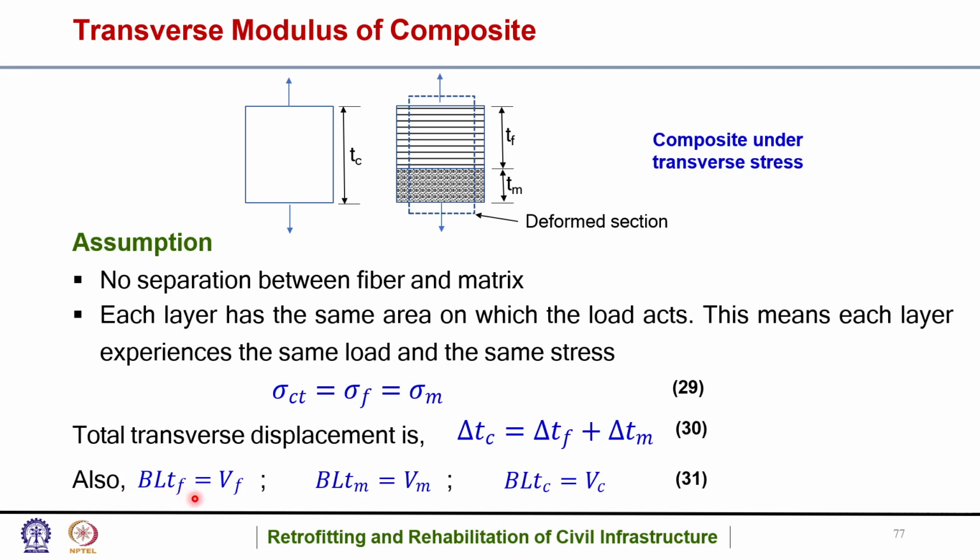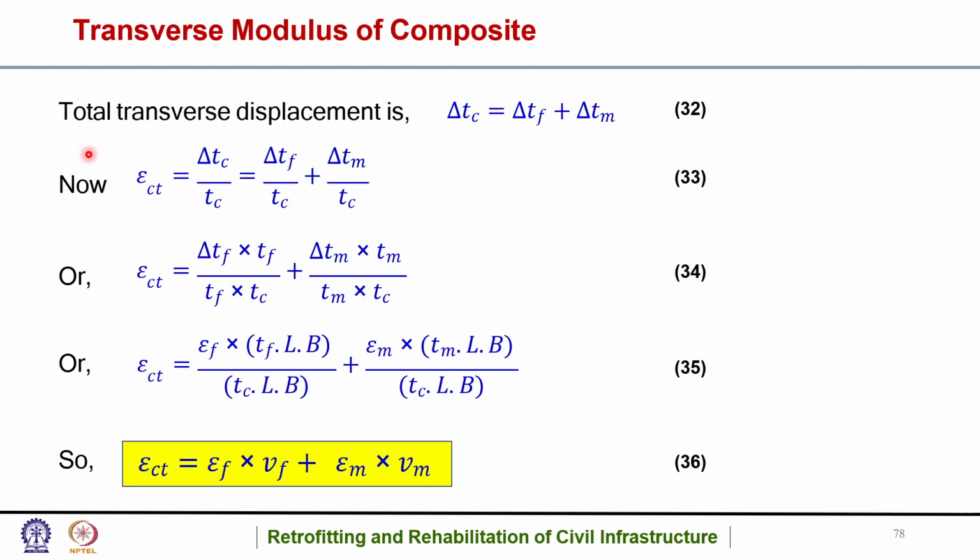So also BLTF equal to VF and BLTM equal to VM, which is self-explanatory, and BLDC equal to VC. So therefore, total transverse displacement is delta TC equal to delta TF plus delta TM. Now epsilon CT is delta TC by TC equal to delta TF by TC plus delta TM by TC, and therefore epsilon CT is delta TF into TF by TF into TC plus delta TM into TM by TM into TC. So we have multiplied TF and TM, both numerator and denominator.